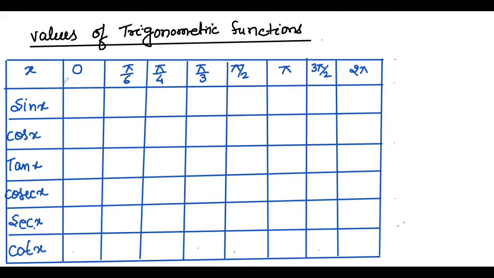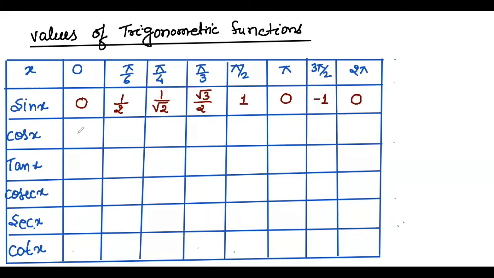So we have discussed earlier that sine of 0 is 0, sine of pi by 6 is 1 by 2, sine of pi by 4 is 1 by root 2, sine of pi by 3 is root 3 by 2, sine of pi by 2 is 1, then sine of pi is 0, sine of 3 pi by 2 is minus 1, and sine of 2 pi is 0.